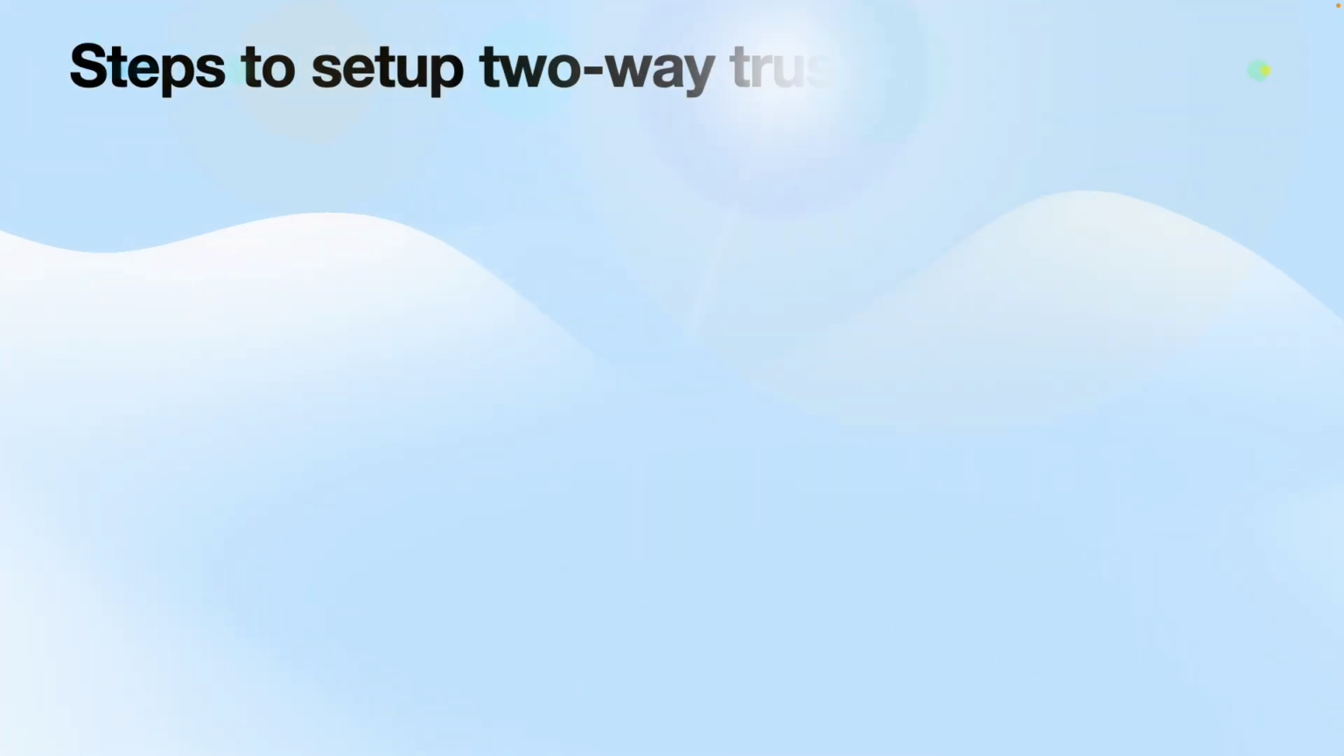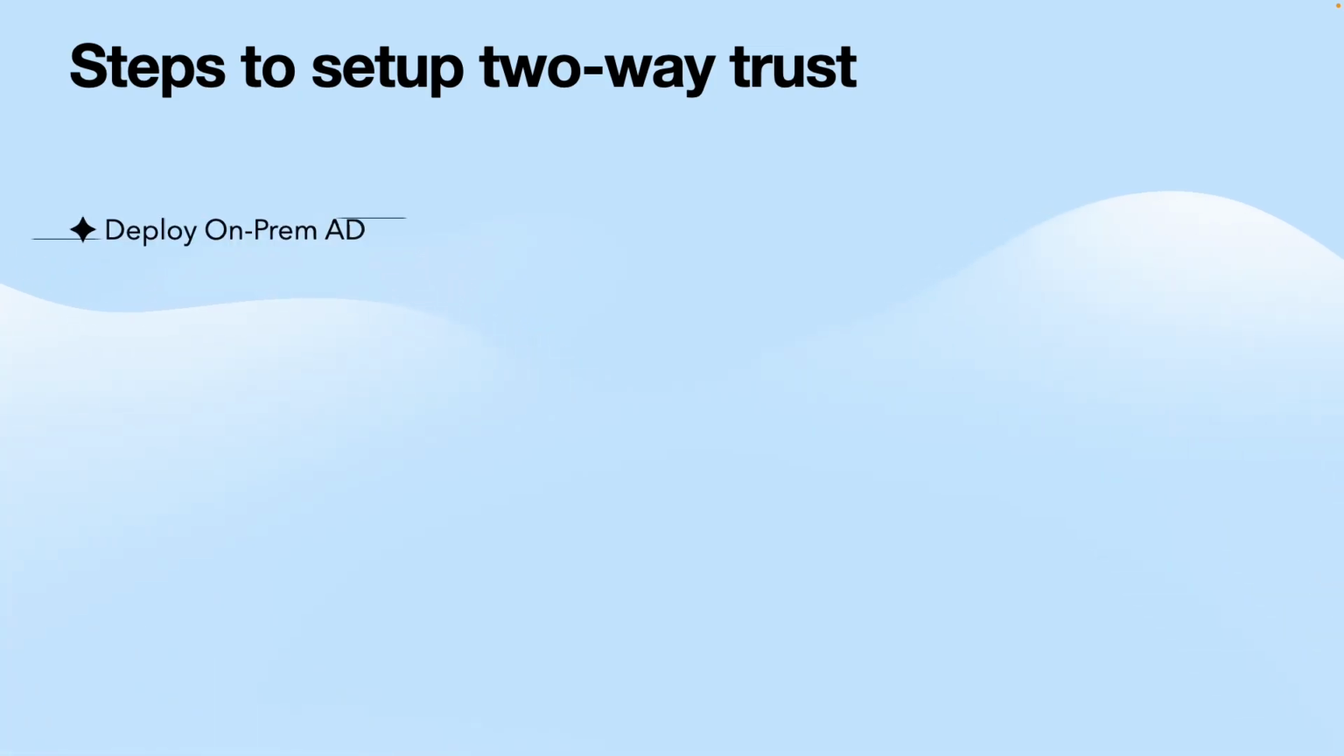Now let's see the steps to set up two-way trust. First, deploy on-prem AD. In this step, we will create a new EC2 Windows Server instance. Then we will install and configure a new single domain for us on this EC2 instance, which will simulate on-premises Active Directory.